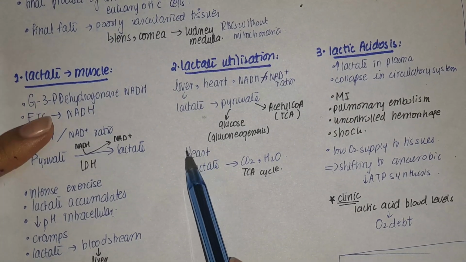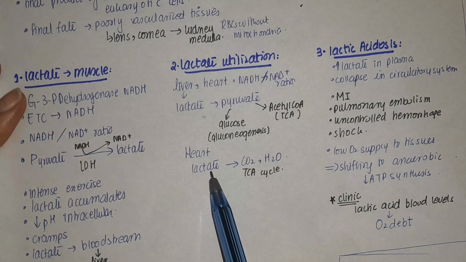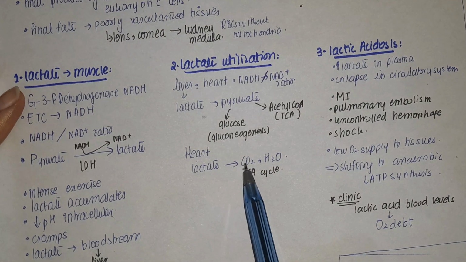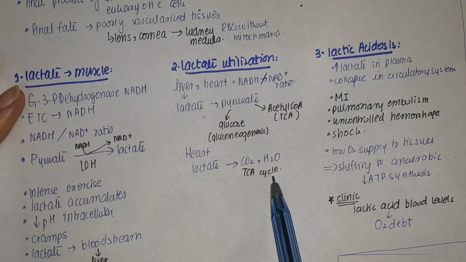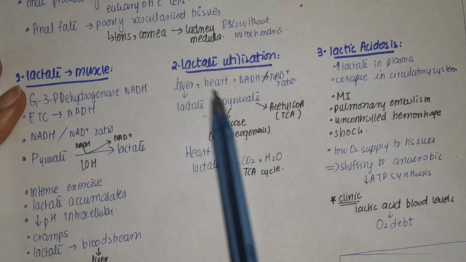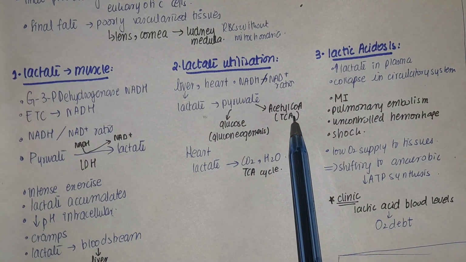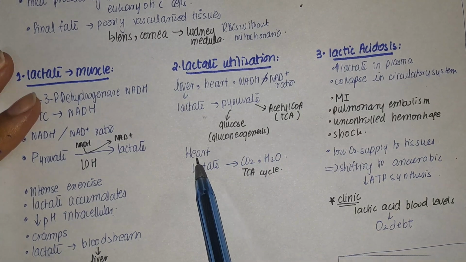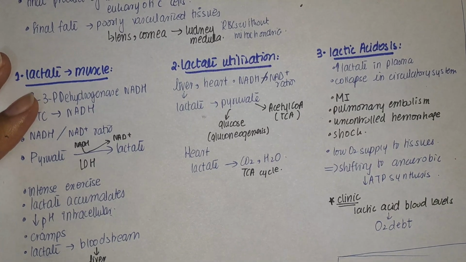Now, when the lactate goes to the heart cell, it can be converted only to carbon dioxide and water through this citric acid cycle or the Krebs cycle. So utilization in the liver is either conversion to glucose or going into the Krebs cycle. The heart will only send it to the Krebs cycle to convert it into carbon dioxide and water.